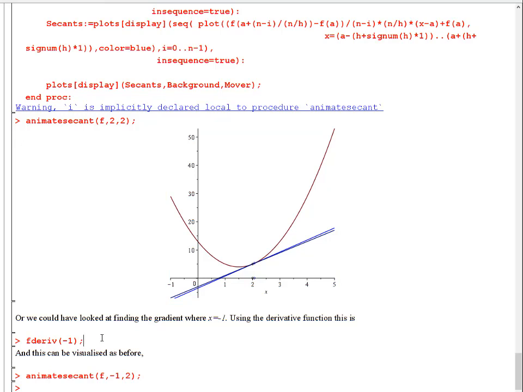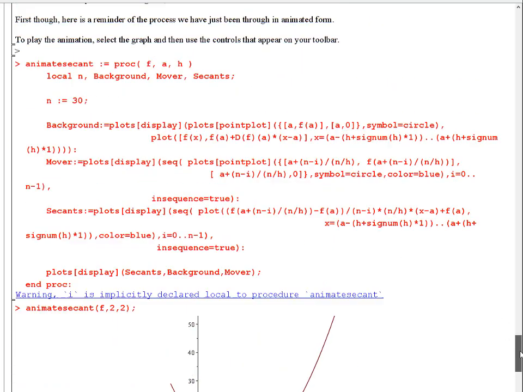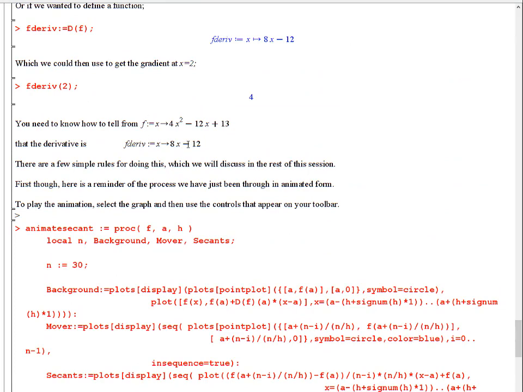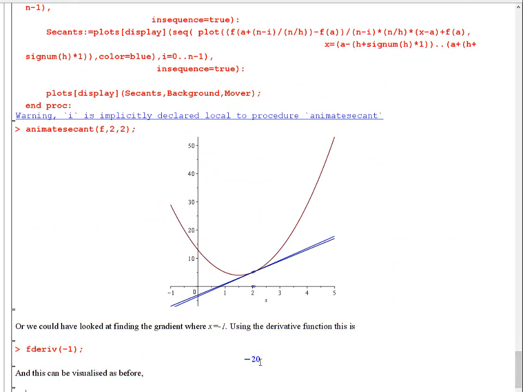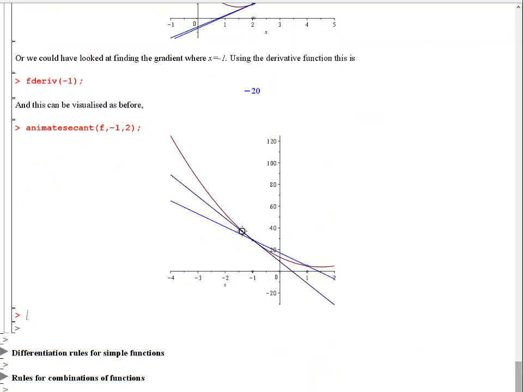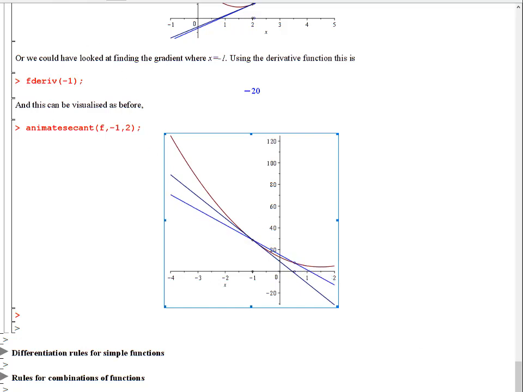Alternatively, just to show that it works elsewhere as well, if I put into that derivative function, which remember is this function here, the value x is -1, I find the value of -20. That's because we're looking at the gradients here, and we can see what the equivalent process would be using this animation. So what you're doing there is predicting what that exact gradient is going to be, and that turns out to be -20 because it's highly negative. Okay, so that's the idea from first principles.